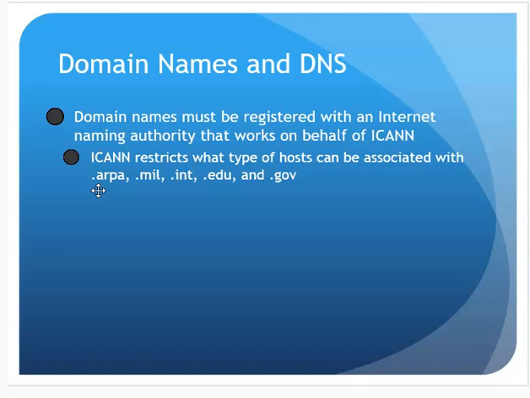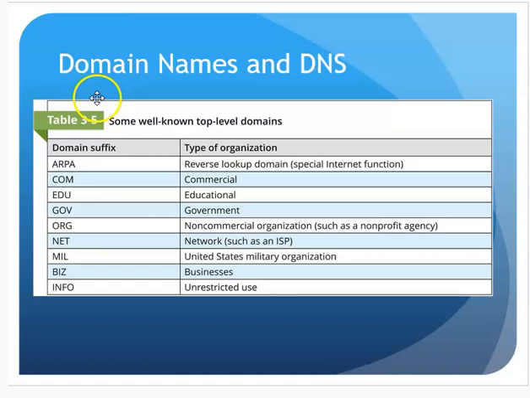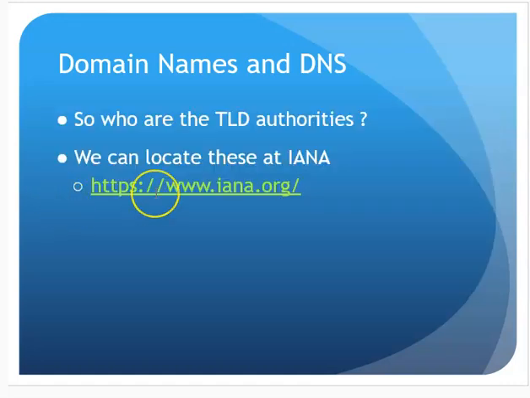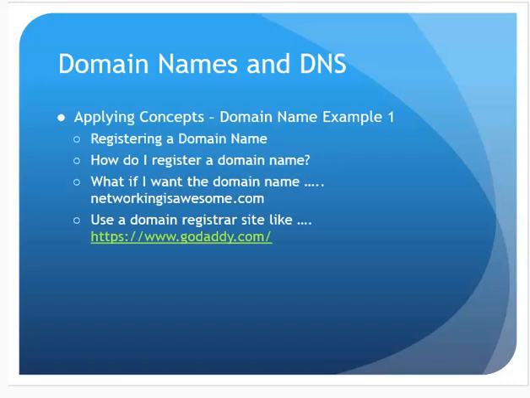Now, ICANN restricts what types of hosts can be associated with some of these top-level domain names, but here are a whole bunch of top-level domain names that we might recognize. And actually, there are top-level domain authorities, the authoritative server for .com, the authoritative server for .edu, and you can actually look these up at the IANA website. They have a listing of those, who's the authoritative server for .edu and so forth.